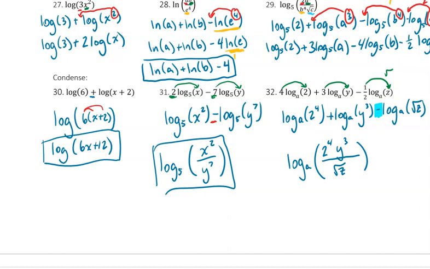Now there's one more thing we can do to simplify this one. 2 to the 4th, both of those are just numbers. So we can just plug that into our calculator. So we have log base a, 2 to the 4th is 16. It's going to be 16 y cubed over the square root of z.